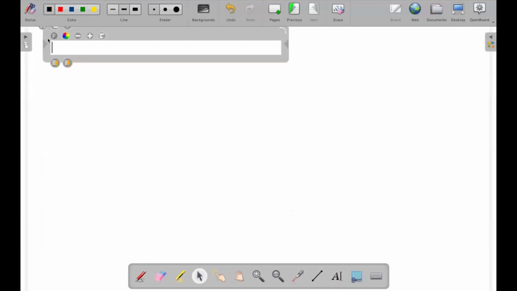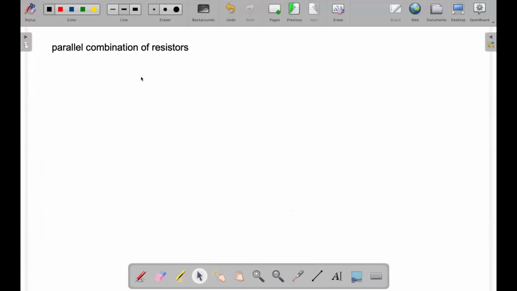Parallel combination of resistors. If we draw the figure for this, let's say this is resistor number one, resistor number two, and resistor number three. The positive ends of all the resistors are connected to one end, and the negative ends of all the resistors are connected to the other end, so one and the same end is connected to the positive of the battery.